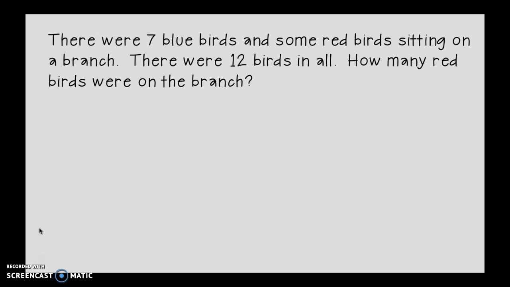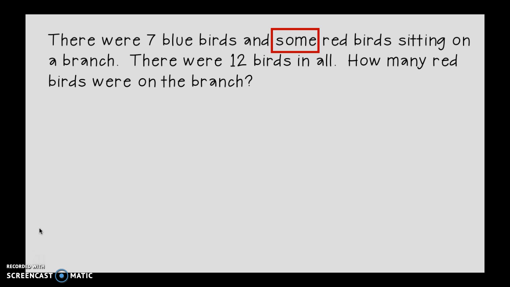There were 7 bluebirds and some redbirds sitting on a branch. There were 12 birds in all. How many redbirds were on the branch? When I see that word some, that tells me right away that they didn't tell me how many redbirds. That's something I don't know. So that makes sense. I've got to figure it out. And that last question says, how many redbirds were on a branch? They're asking me that because up there it said some, so they didn't tell us.